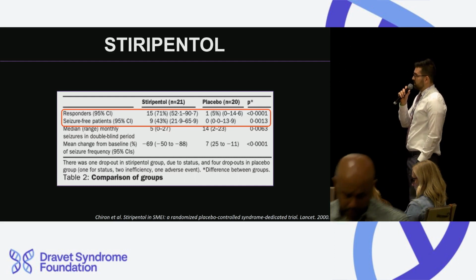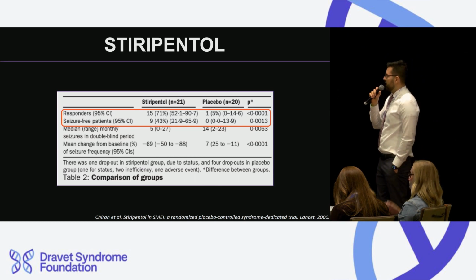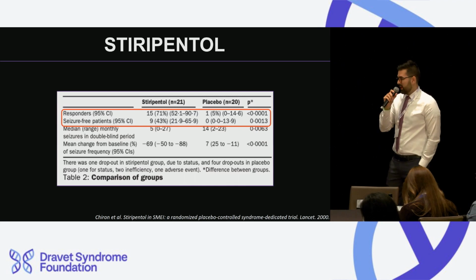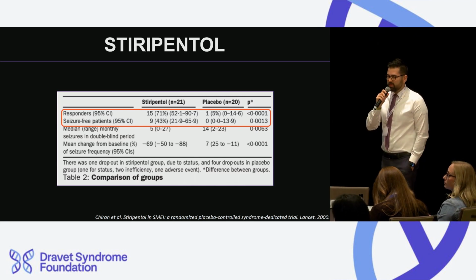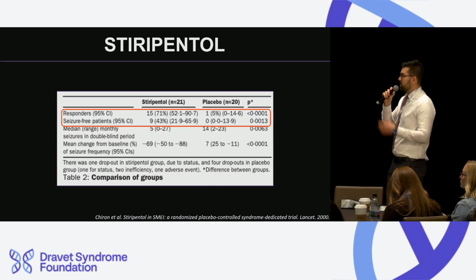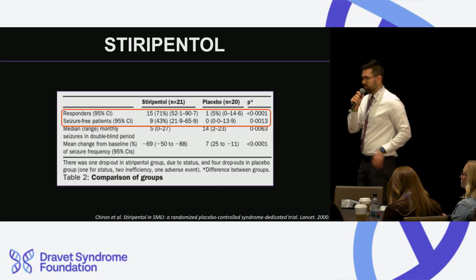And if we look at the seizure-free patients, there is actually a difference as well, where the STIRIPENTOL group had 43% of those, and 0 in the placebo group. So that was evidence at the time, and still, that there are other studies after this, including a US observational study that Dr. Rail led as well, that teach us that STIRIPENTOL is an efficacious medication to treat seizures in Dravet syndrome.